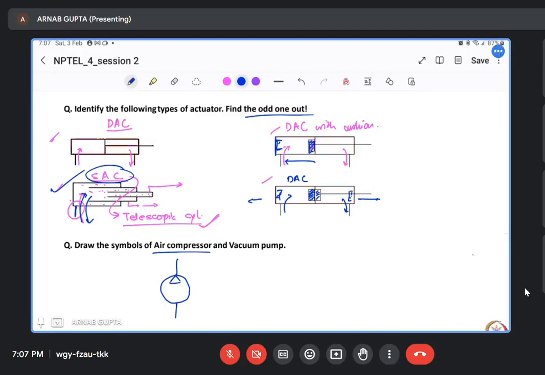tell me this one. What would be the difference in the symbol for a vacuum pump? Anyone? Like, what will be the difference?